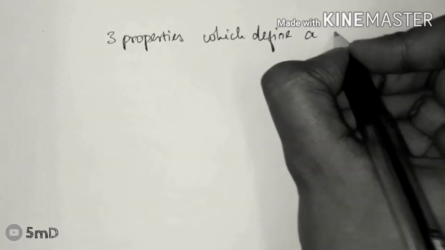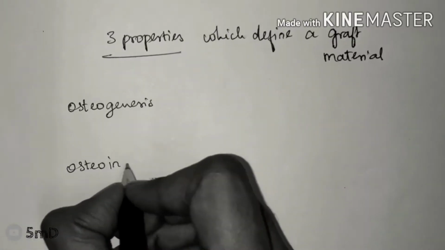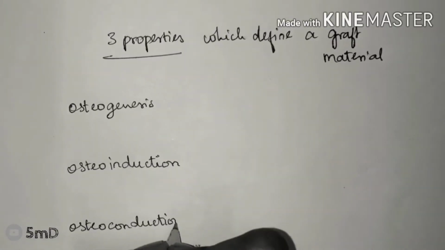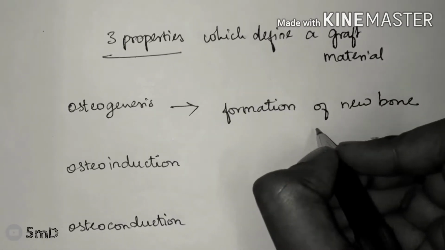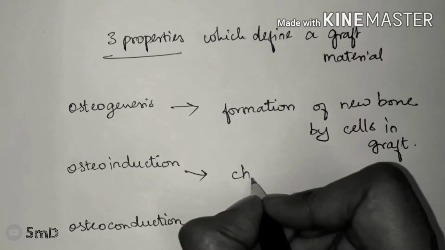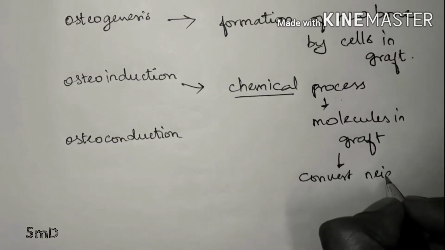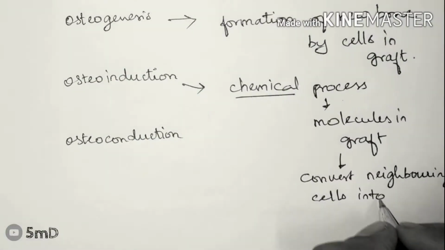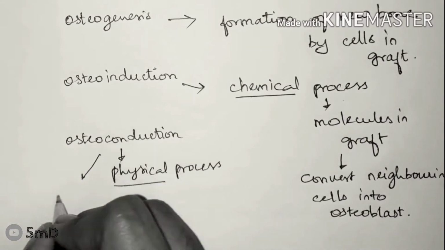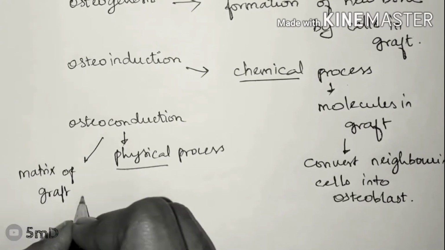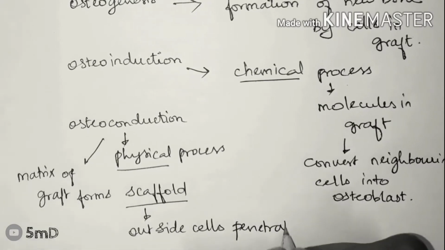There are three properties which define a graft material: osteogenesis, osteoinduction, and osteoconduction. Osteogenesis refers to the formation or development of new bone by cells contained in the graft. Osteoinduction is a chemical process by which the molecules contained in the graft convert neighboring cells into osteoblasts. Osteoconduction is a physical process by which the matrix of the graft forms a scaffold that favors outside cells to penetrate the graft and form new bone.